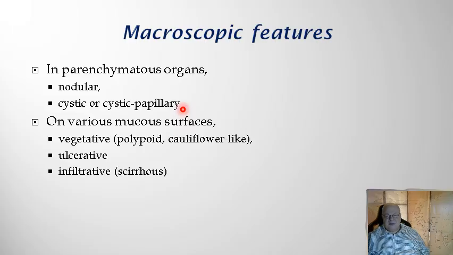which was able to generate a cystic adenoma. But from this adenoma, by malignant transformation, we can also have a cysticopapillary adenocarcinoma of the ovary. Otherwise, in the deep of the organ, it's nodular, and on the surface, it's vegetant, ulcerative, or infiltrative.